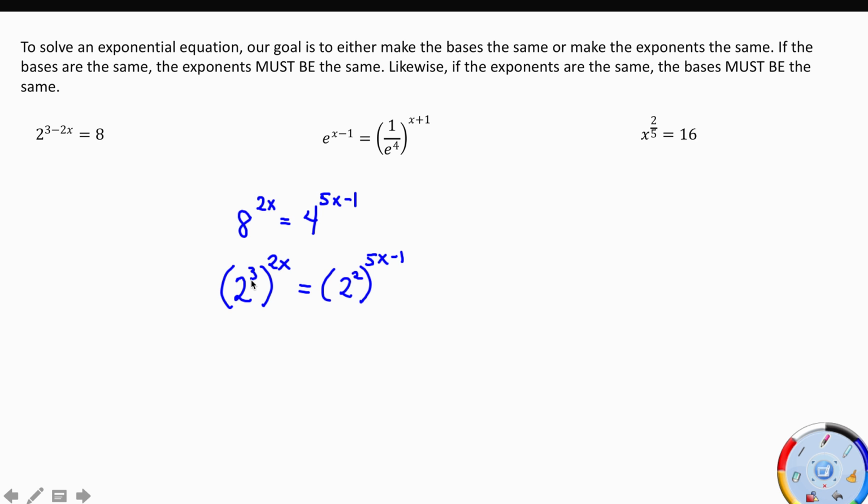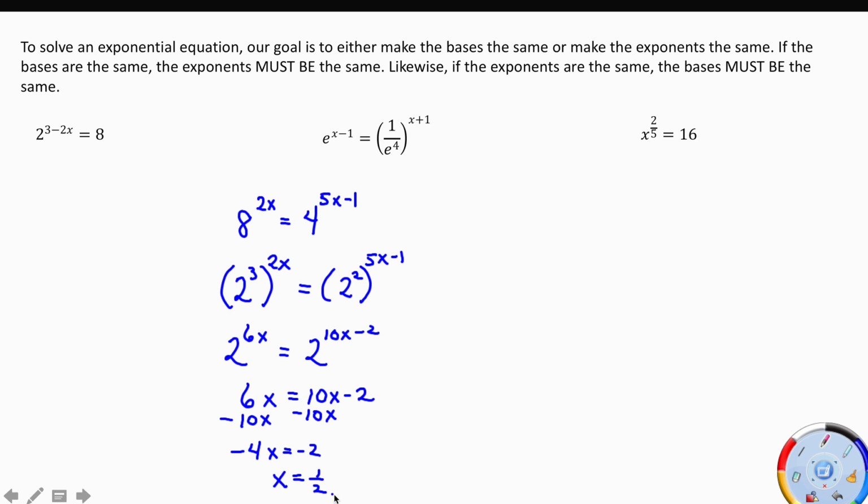Okay, now, once again, an exponent raised to an exponent. I just multiply 3 times 2x, and the same over here. 2 times 5x minus 1 is 10x minus 2. And now the bases are the same, so the exponents must be the same. And that's a very simple equation we can then solve. So x must be 1/2.